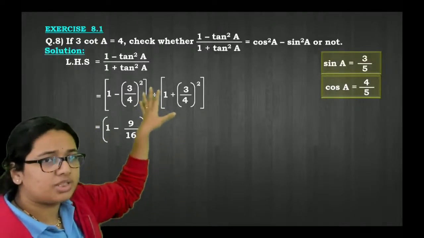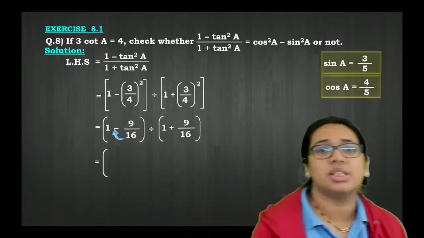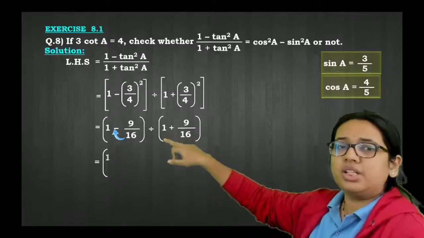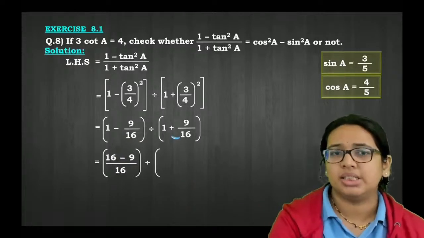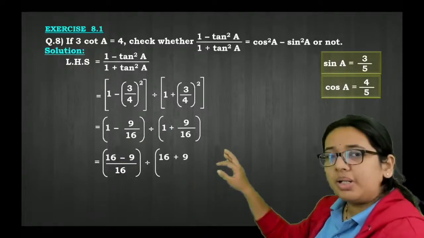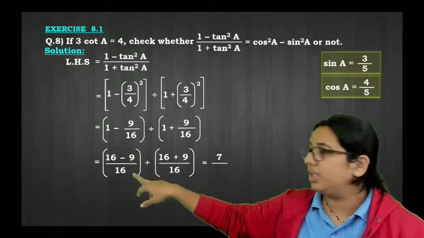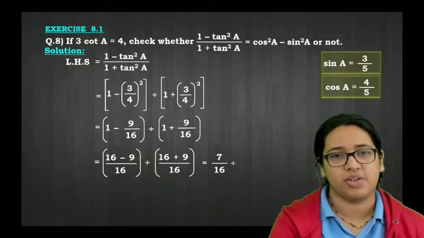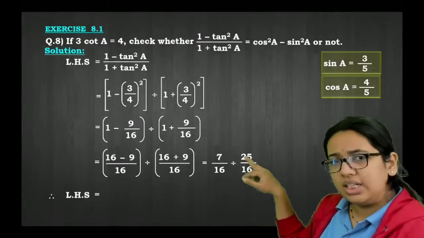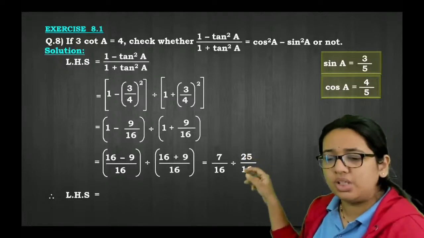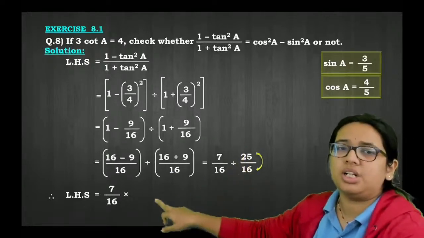But (3/4)² is nothing but 9 upon 16. In the first term, you will get 1 minus 9 upon 16, and for the second bracket, we have to consider divided by 1 plus 9 upon 16. So simplifying this, you will get (16 minus 9) upon 16 divided by (16 plus 9) upon 16. After simplifying this, the first term is 7 upon 16 divided by 25 upon 16. But again, we know that division is nothing but multiplication of the inverse. So we can take this as 7 upon 16 into 16 upon 25.